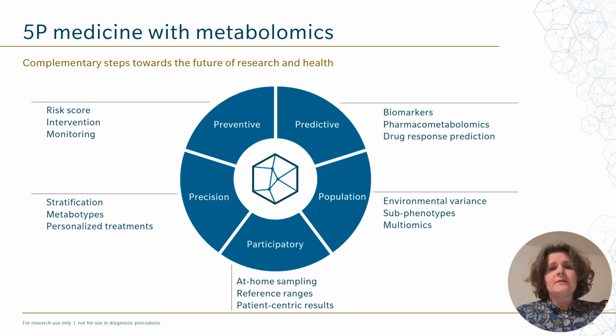At the population level, metabolomics is the ultimate tool to study environmental variance, although it still remains the missing piece in many multiomics puzzles. And last but not least, advances in at-home sampling combined with quantitative and reproducible metabolomics that make the comparison to reference ranges possible are enabling patient-centric solutions through participatory medicine. One of the reasons why metabolomics is such a powerful tool for 5P medicine is its sensitivity to changes in the environment. This is also what makes metabolomics a great addition to multiomics approaches.